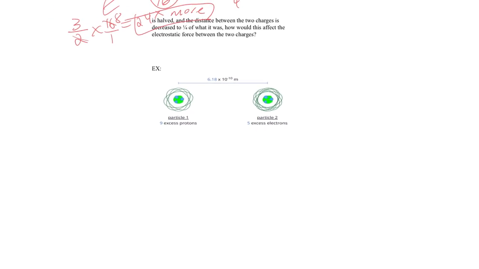Okay, in this example, I want you to figure out what is the electrostatic force.